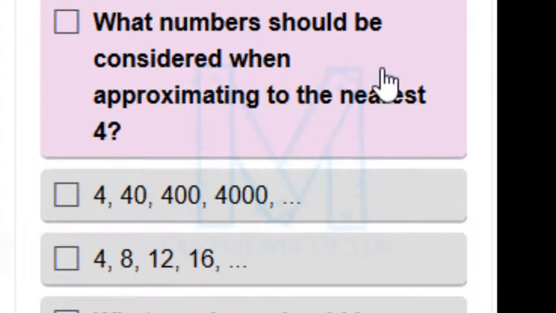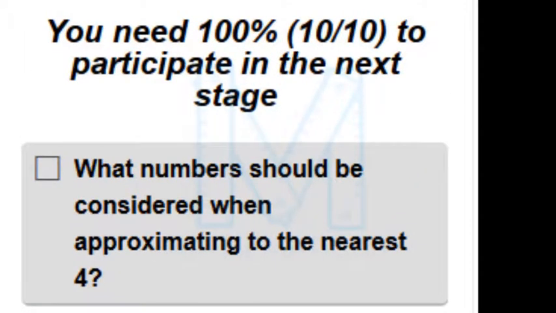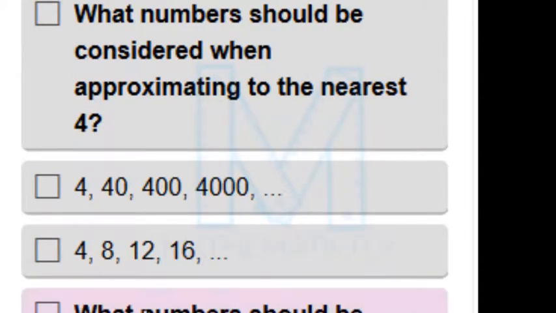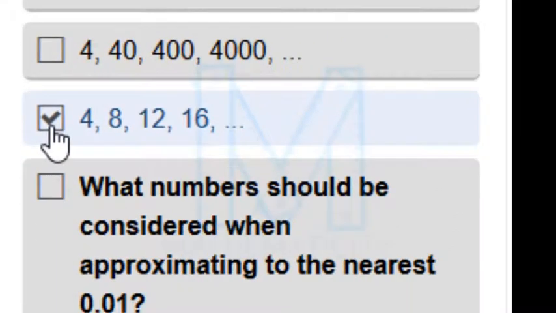What numbers should be considered when approximating to the nearest 4? Sure, you should consider 4, and then 4 plus 4, which is 8, and then 8 plus 4, which is 12, and then 12 plus 4, which is 16. So this is the correct answer.